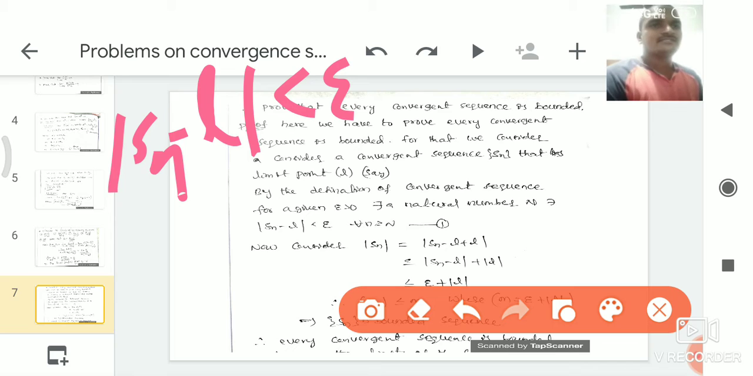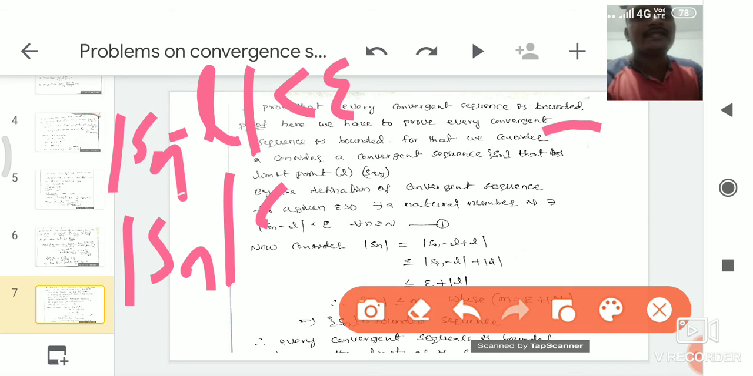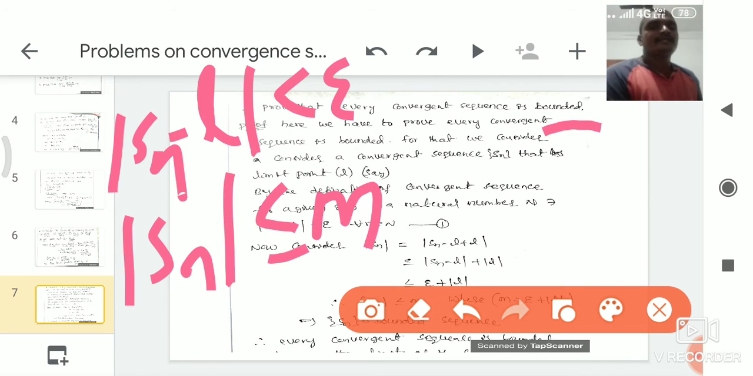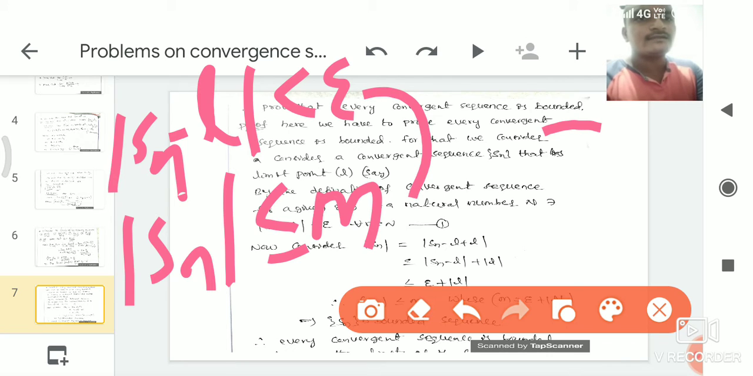For a given epsilon greater than 0, there is a real number L such that there exists a natural number n such that mod Sn minus L is less than epsilon. That is the definition of a convergent sequence. Then what is the definition of bounded? Mod Sn is less than or equal to m, where m is a positive real number. By using the condition mod Sn minus L less than epsilon, we show that mod Sn is less than or equal to m, so every convergent sequence is bounded.